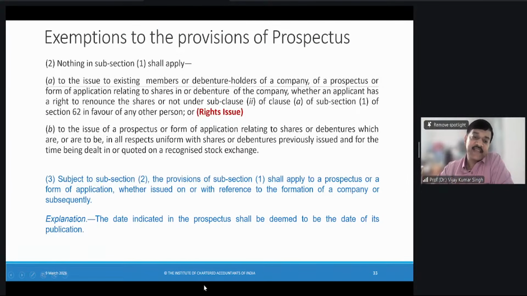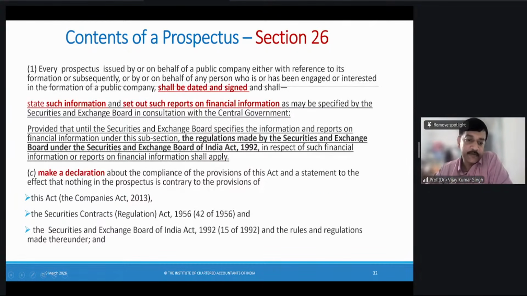There are some exemptions, however. But before we move on to the exemptions, if you have any questions till this point, any one of you. Any questions? Yes, go ahead, Harshal.